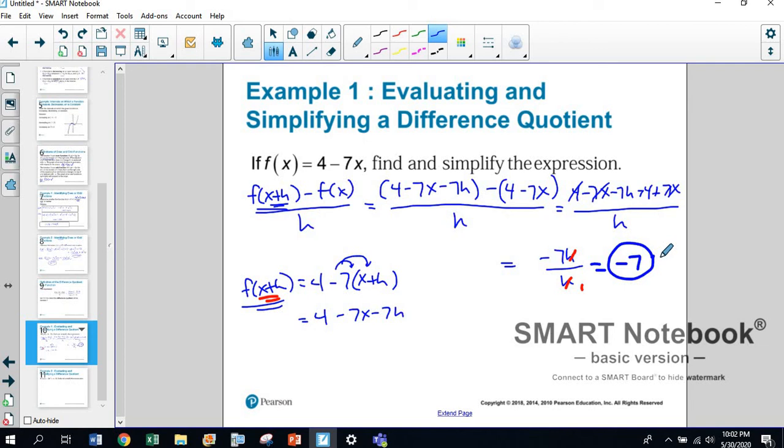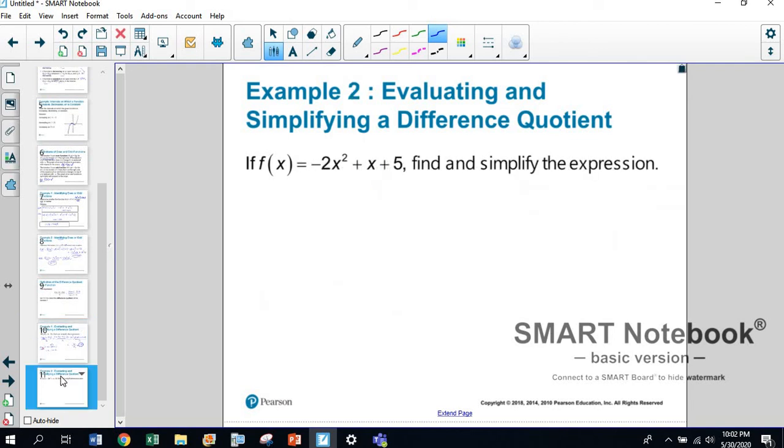It won't always go down to a constant number. It won't always go down to negative 7. But if you do this correctly, the h in the denominator will always divide away. Always. Okay? So again, here's the second problem, a little bit more complicated. I'll write out the difference quotient formula for you. And again, I might suggest that you try to evaluate f of x plus h by itself first, like step 1. Do this first and then come back to this formula. But go ahead and pause it, see if you can do that, and then come back and check your answer.